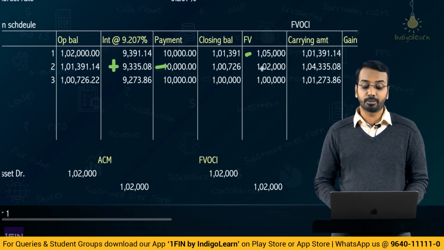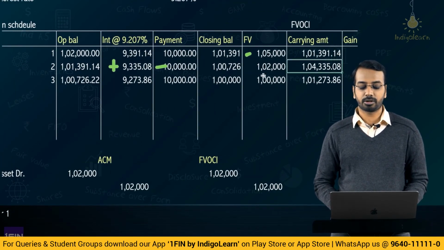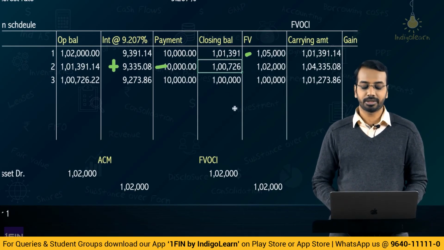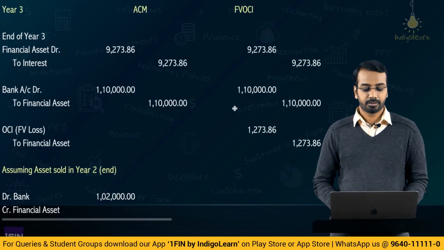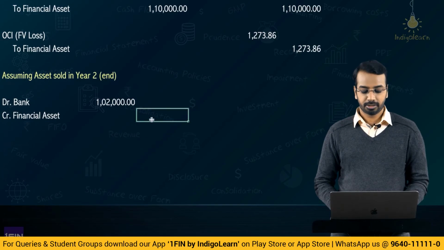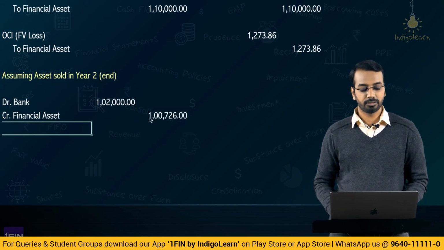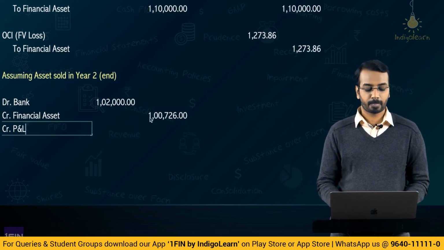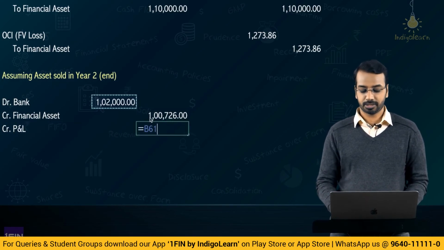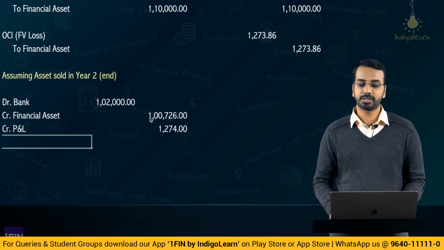Now, what is the financial asset value? Carrying amount under amortized cost method. Under amortized cost method, carrying amount is 1,00,726. So, you will credit financial asset 1,00,726 and you will credit P&L by the difference, this minus this, which is 1274.